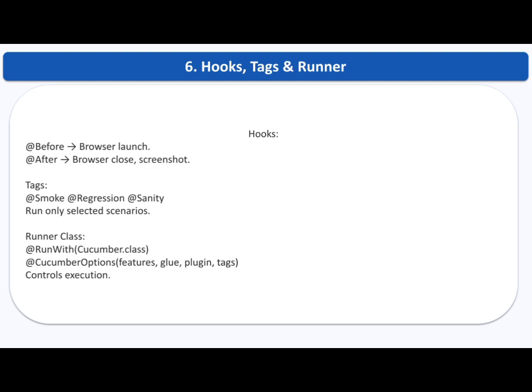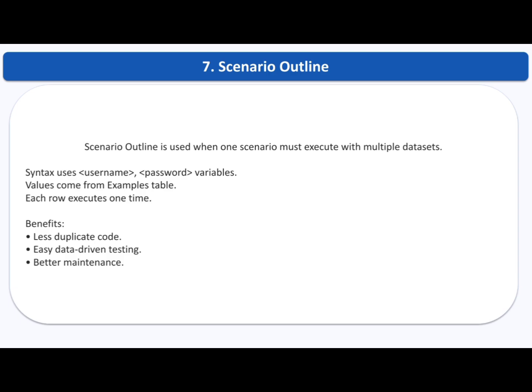Now let's understand hooks, tags, and the runner class. Hooks are used to execute code before and after every scenario. The @Before hook is commonly used to launch the browser, while the @After hook is used to close the browser or capture screenshots. Tags like @smoke or @regression help us execute only selected test scenarios. The runner class controls the execution of feature files using the @RunWith and @CucumberOptions annotations.